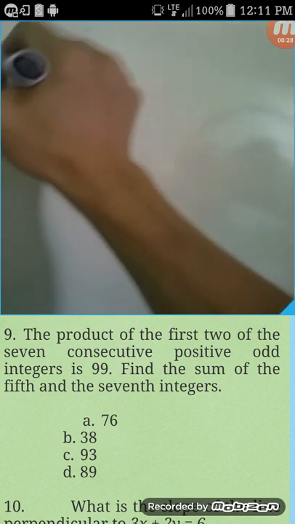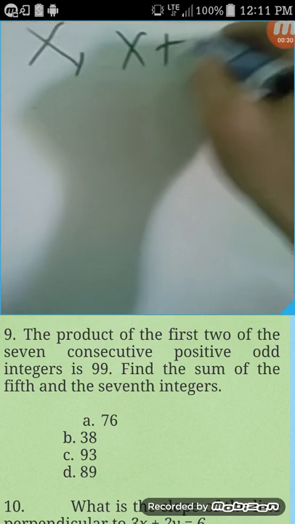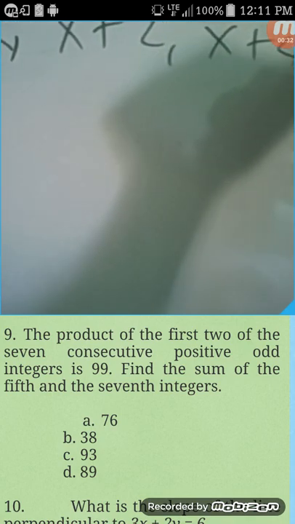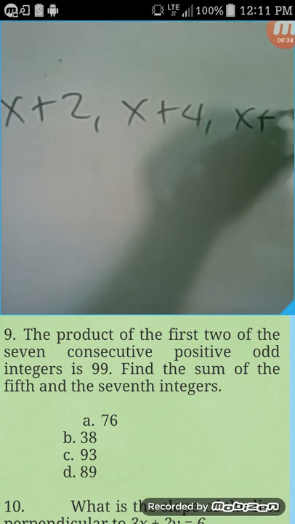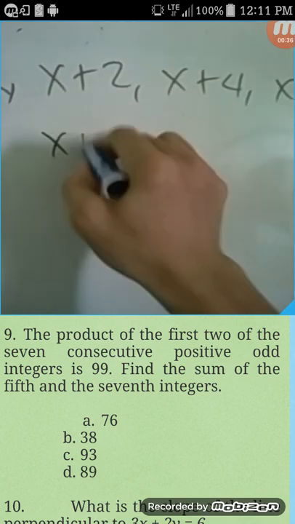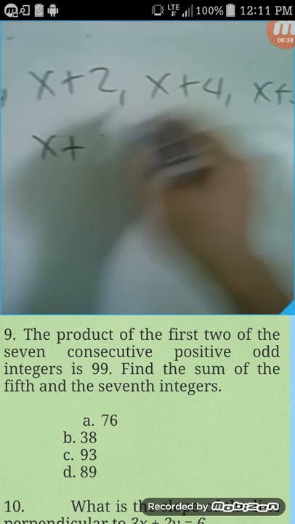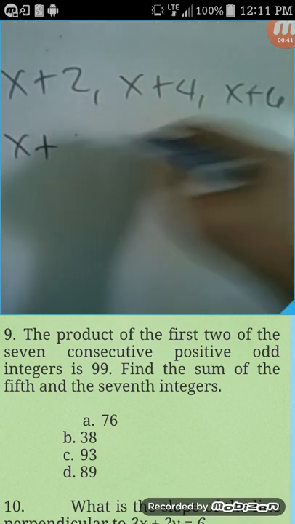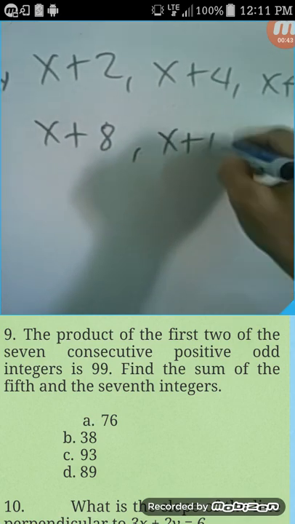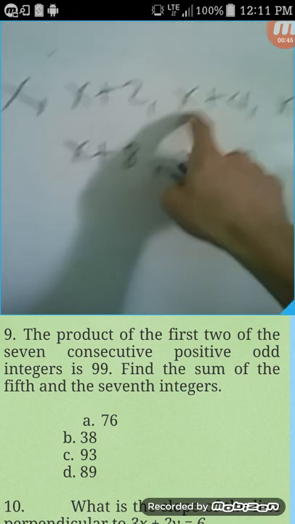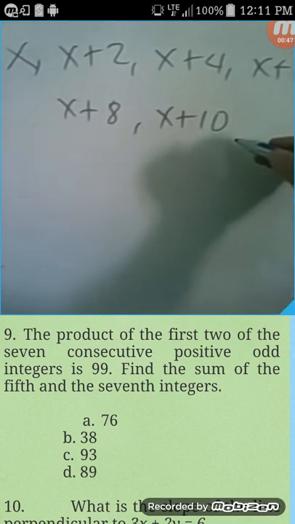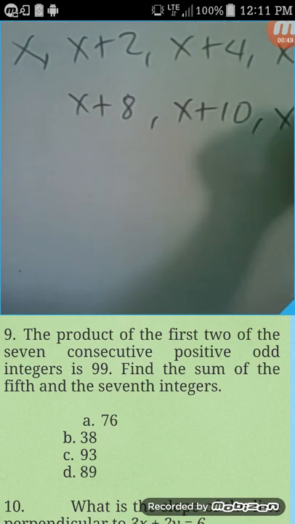The first one is x, the second integer would be x plus 2, and the next would be x plus 4, then x plus 6, x plus 8, and x plus 10. So 1, 2, 3, 4, 5, 6, and then x plus 12, that is our seventh.